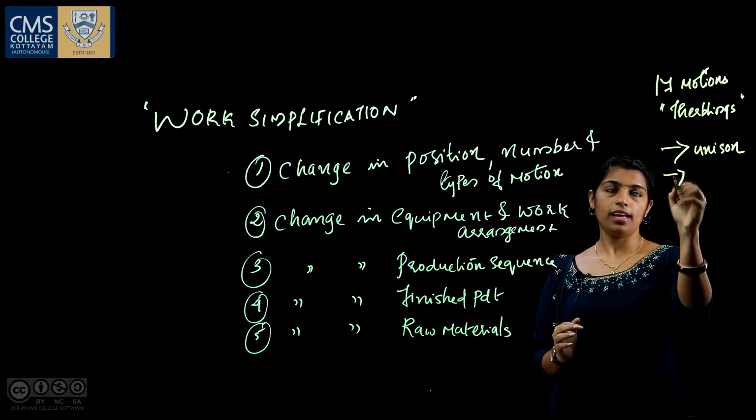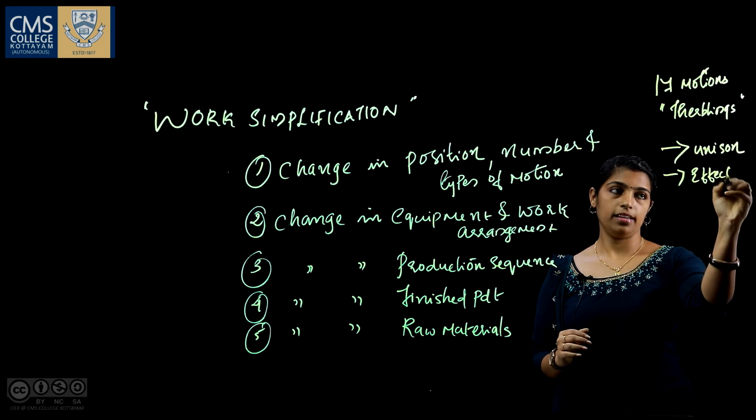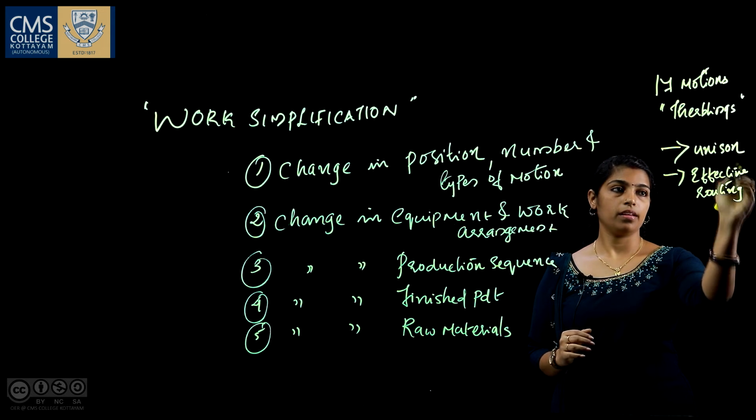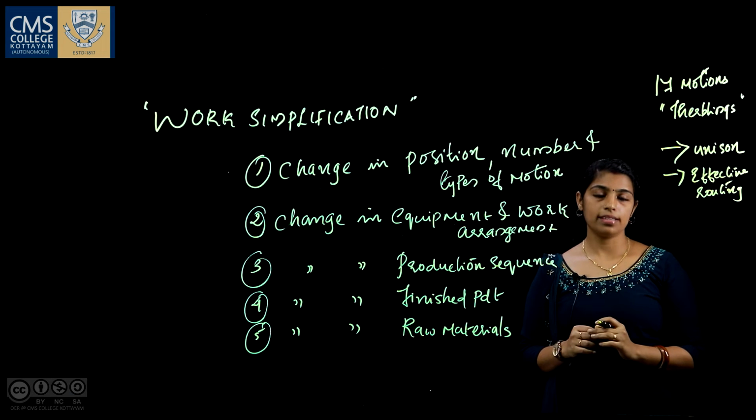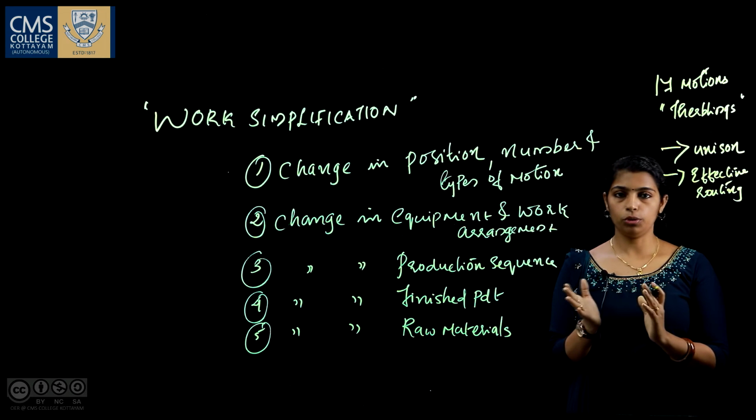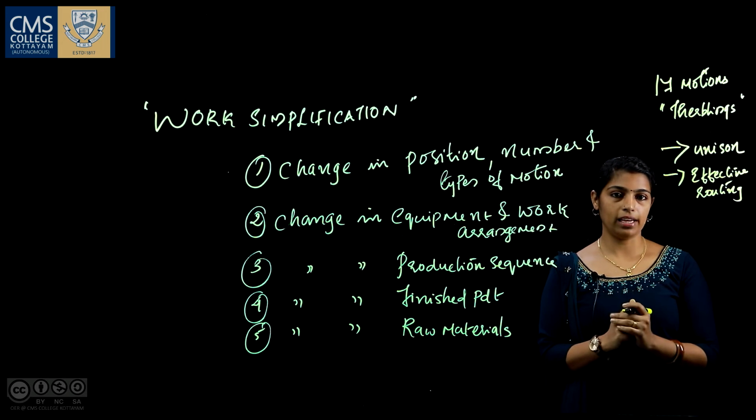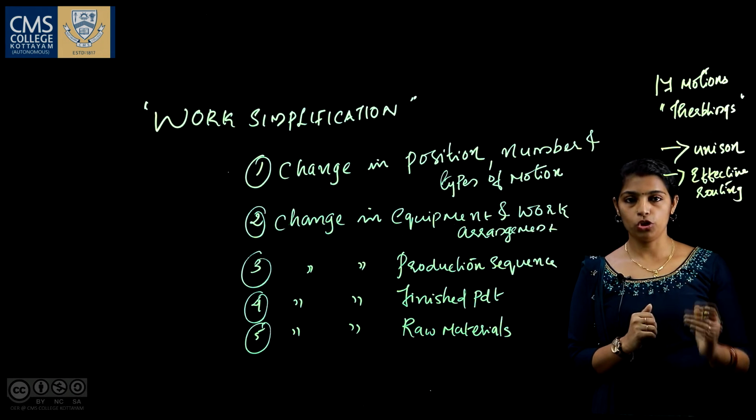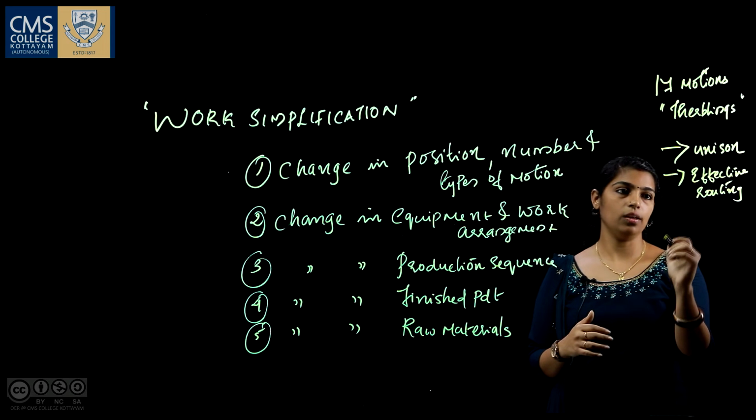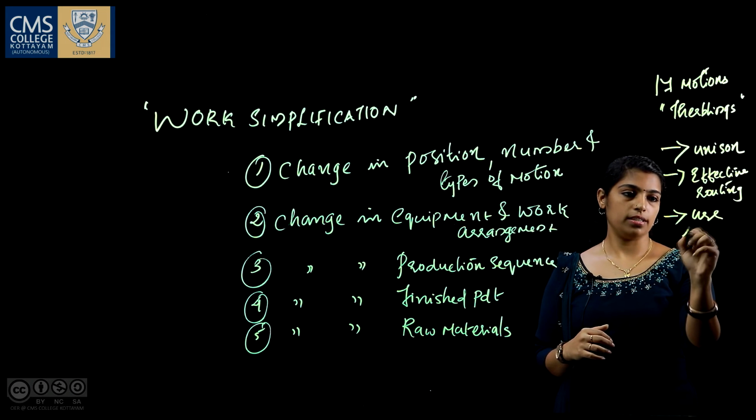Then another principle says that effective routing is necessary. Effective routing means the route through which the work is carried out should be properly maintained. We should always avoid that back and forth motion. We should always stick to that particular position where the work is being carried out, so that the time and motion can be minimized, and so there will be more efficiency in work. And the third one is use rhythmic motions.